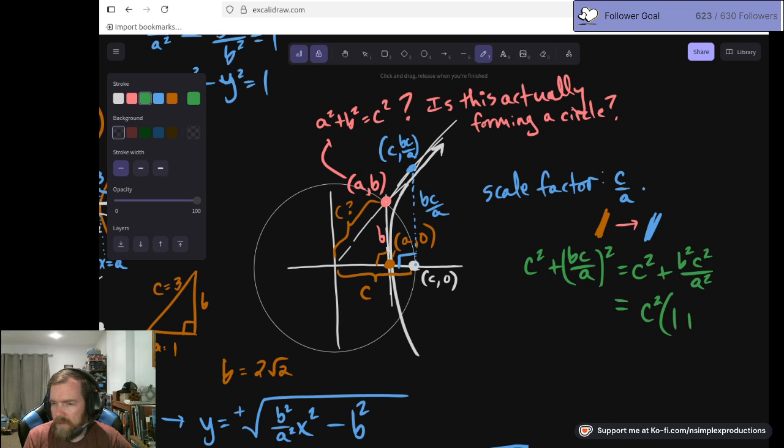C squared times 1 plus b squared over a squared, which kind of seems interesting. Alternatively, we could just leave it the way it was, as in the following. Yes. Linear eccentricity c, which is also the distance to the focus from the center, or either of the foci from the center.